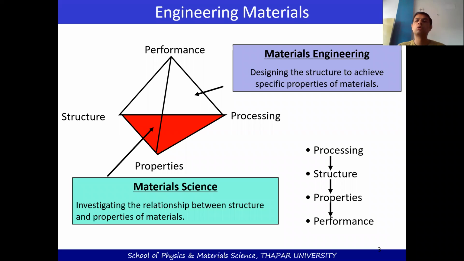Instead, you have to do reverse engineering, which means you first define your performance parameter, and then from that performance parameter, you go back to the processing condition, and if it is not available in your plant, you will establish those. So depending on the requirement, you can either follow the forward approach or the reverse approach.